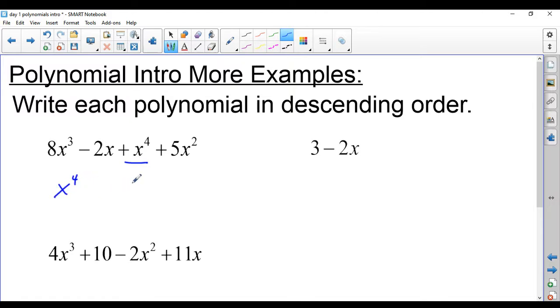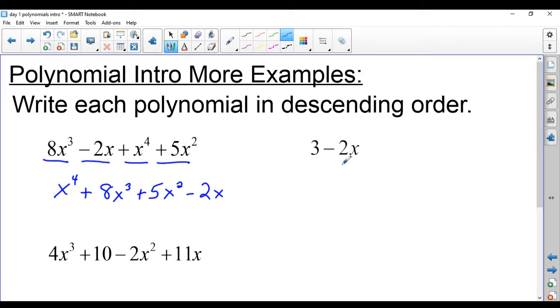Then I want to go to each exponent in order down from 4. Here I have x cubed. That would be my next term. When you write these, this is a positive x cubed, so you need to write plus 8x cubed. Then I find the x squared term, and then the term with just x. And then I've covered all of the terms. So descending order, my exponents go 4, 3, 2, 1.